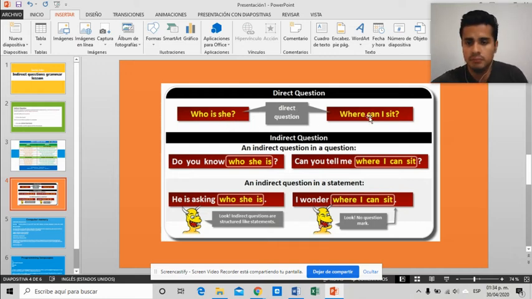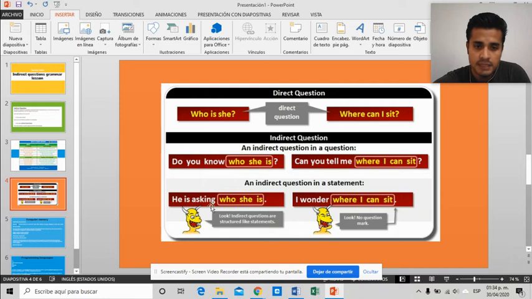Who is she? Or, where can I sit? Indirect question: Do you know who she is? Notice how the verb to be again goes at the end. Now, can you tell me where I can sit? So on this, we have another inversion. We have the verb, subject, so it changes. Subject, verb. Okay? I can.